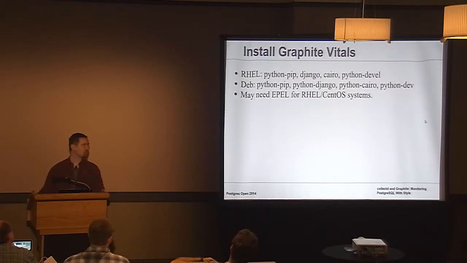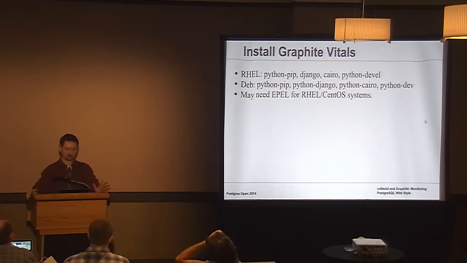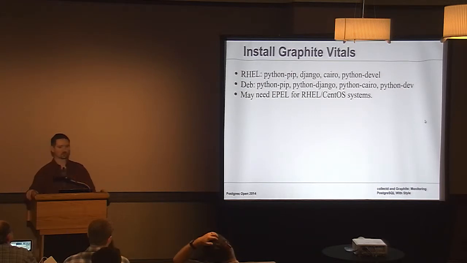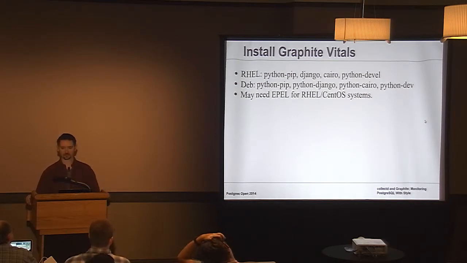So installing Graphite includes a heck of a lot of prerequisites and dependencies. If you're using Red Hat, you basically need the pip stuff, Django, Cairo, and Python devel. And obviously in Debian, the package names are slightly different, but you need to start off with those before you really do anything else, because they're all integral to how collectd and Graphite will work. And Graphite won't run without them, so I guess there's that too.